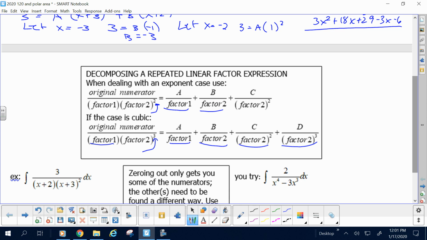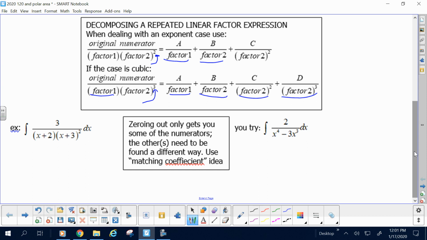You down? All right then. Let's try this and do this properly. If I say that I have to build up to it this way, then that same problem here, 3 over x plus 2, x plus 3 squared, would have to be decomposed into three fractions: A over x plus 2, B over x plus 3, and C over x plus 3 squared.